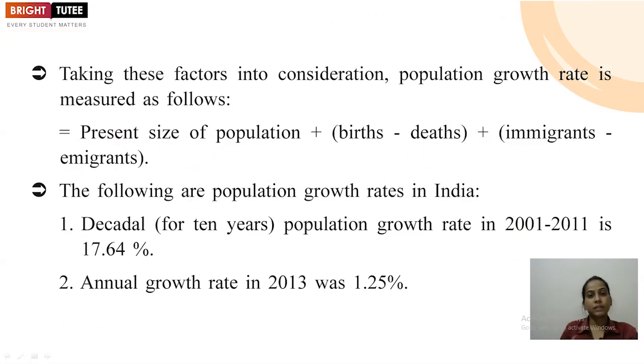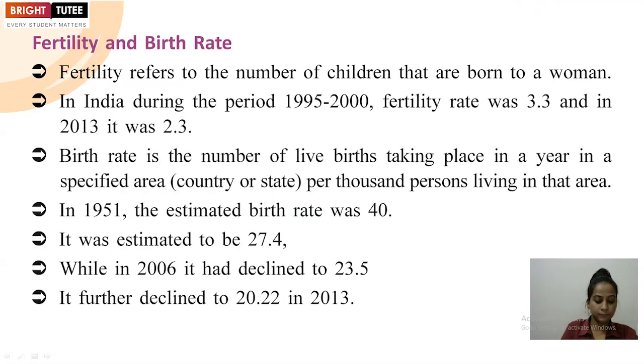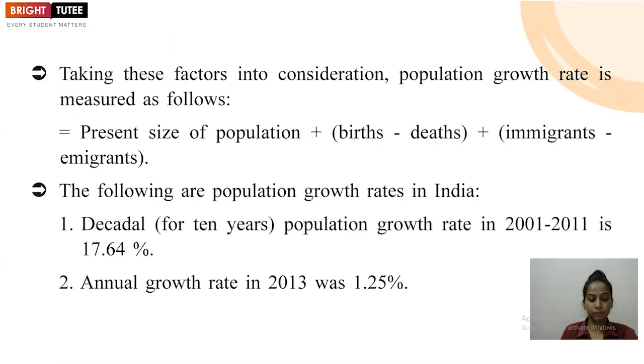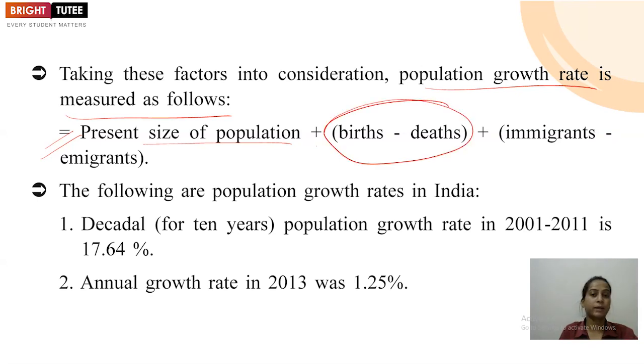While we are considering these factors, population growth rate can be measured as follows. Present size of the population you have to count, that can be calculated through census when we are doing the survey and collecting the data on how many people are living in a particular territory or area. Then we have to add the difference between the birth rate and death rate.